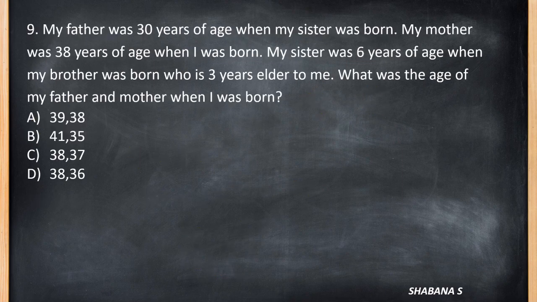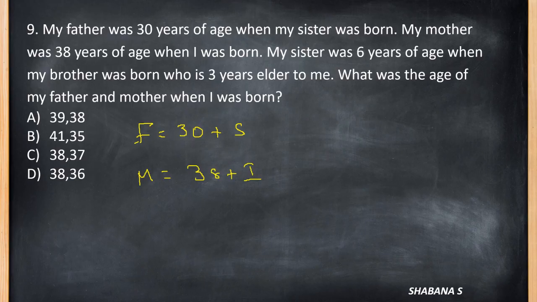So the last question for this video is this. My father was 30 years of age when my sister was born. So here it's very, very important. My father was 30 years of age when my sister was born, so my father's age should be 30 plus my sister's age. And my mother was 38 years of age when I was born. So my mother is 38 years when I was born.